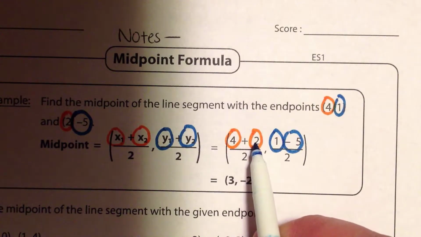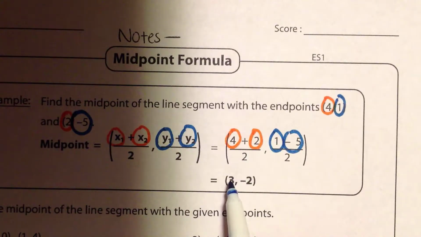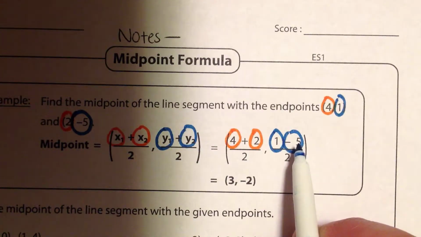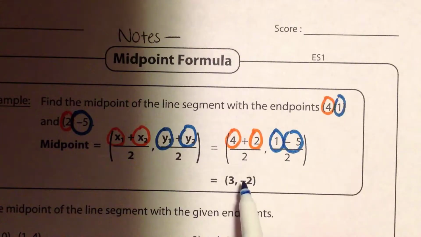So 4 plus 2 is 6. 6 divided by 2 is 3. 1 plus negative 5 is negative 4. Negative 4 divided by 2 is negative 2.